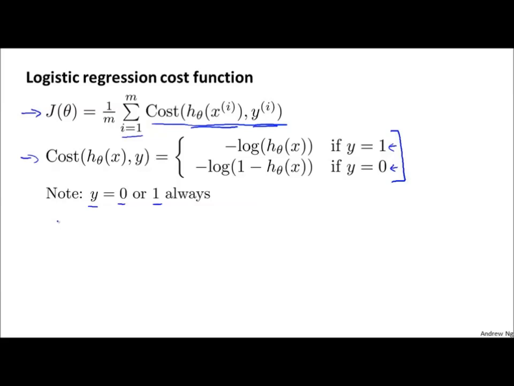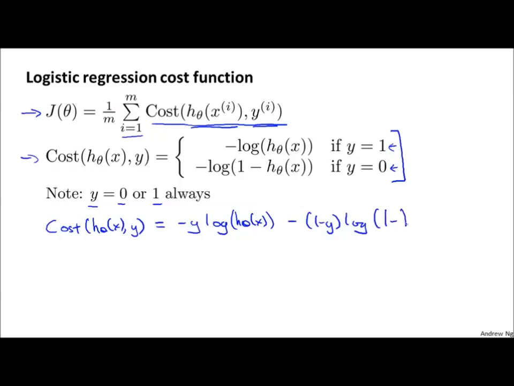Concretely, we can write out the cost function as follows. Cost of h(x), y, I'm going to write as minus y times log h(x), minus (1 minus y) times log(1 minus h(x)). And I'll show you in a second that this equation is an equivalent, more compact way of writing out this definition of the cost function that we had up here. Let's see why that's the case.